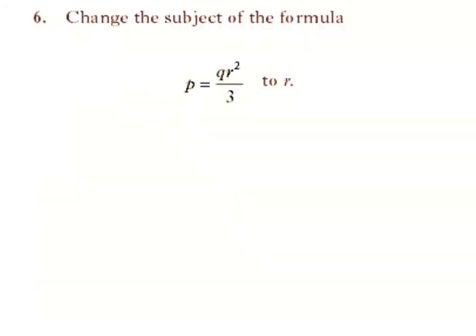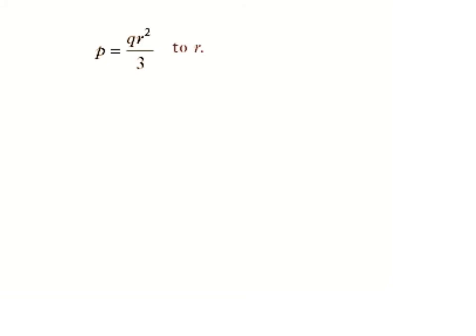Question number 6. We're given a formula, P equals QR squared over 3. The subject of the formula is P. The question asks us to change the subject of the formula to R. The first thing I'm going to do is move this over a bit to give us some more space. So we currently have P equals QR squared over 3. I'm going to flip this round to give us QR squared over 3 equals P. The purpose of that is to get the R onto the left hand side. If R is to be the subject, then it will need to be on the left hand side.